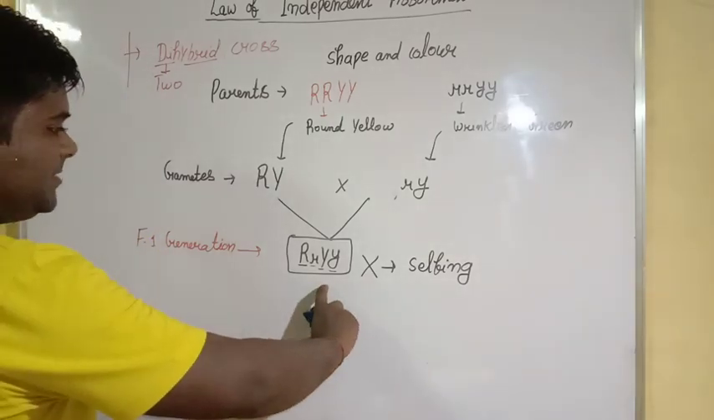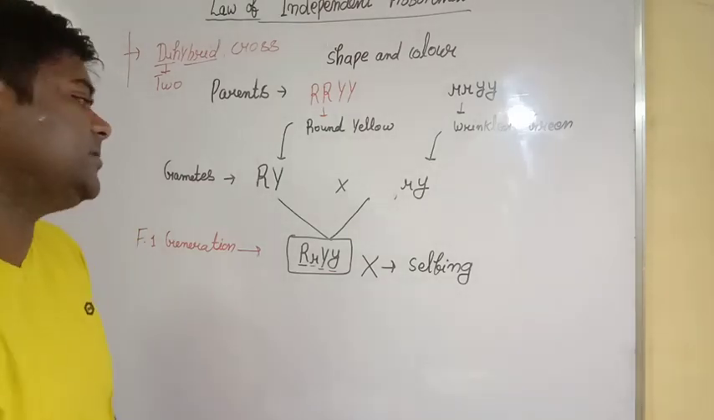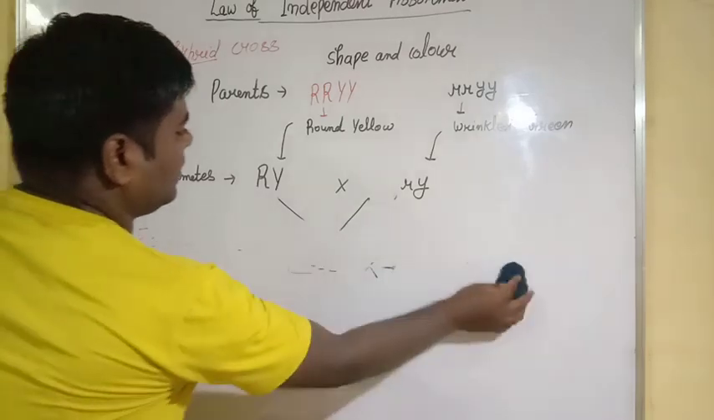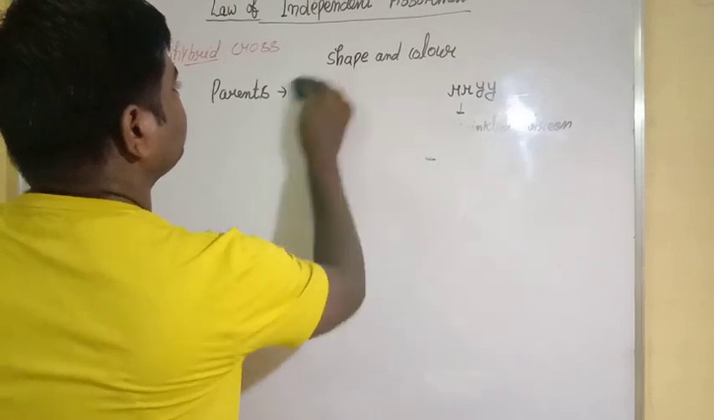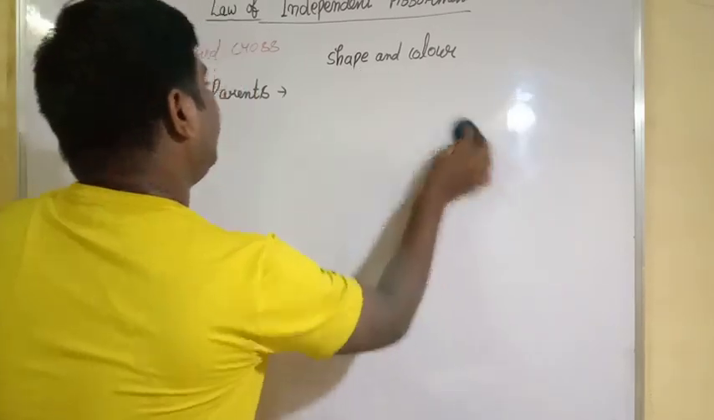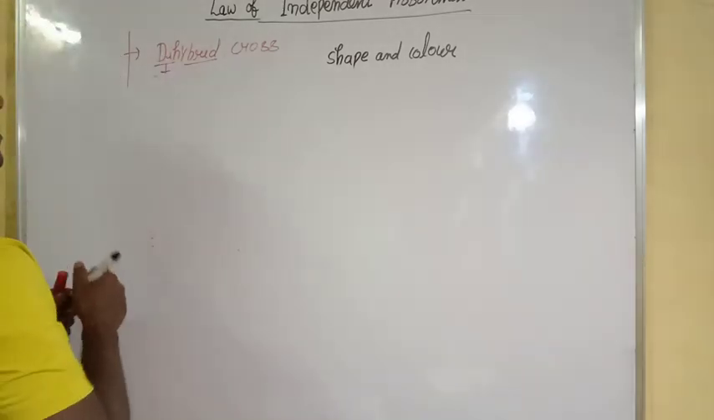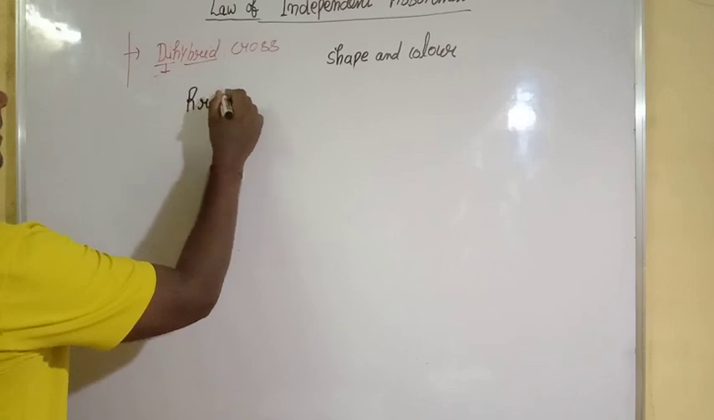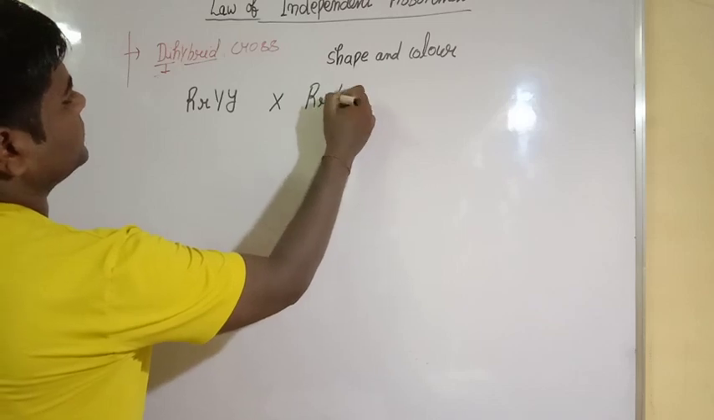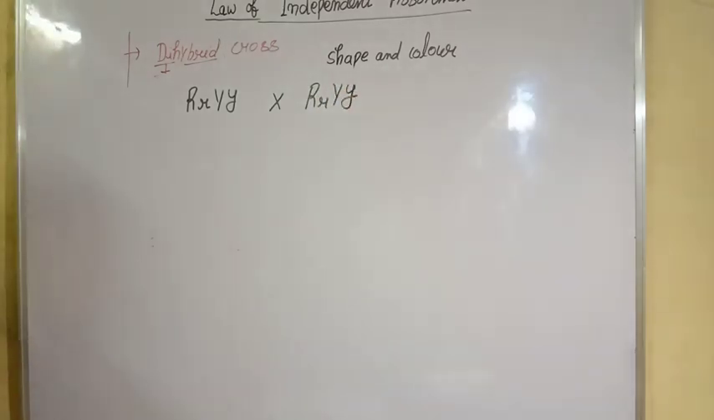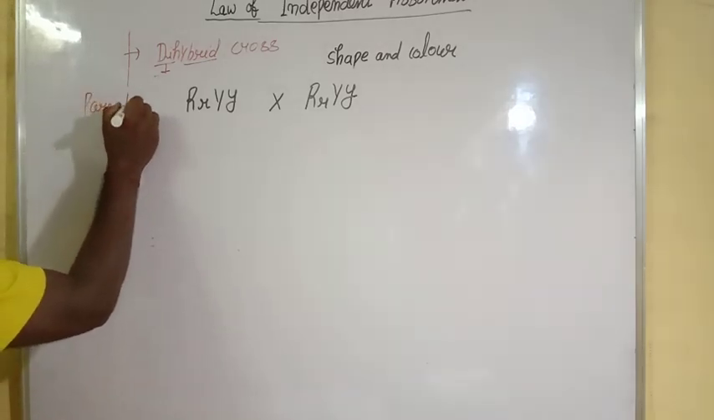So this is the F1 generation. After the selfing, Mendel received the F2 generation. Again, for the F2 generation we have to make parents. See that one: what was the F1 generation? We have this one. These are becoming the parents.